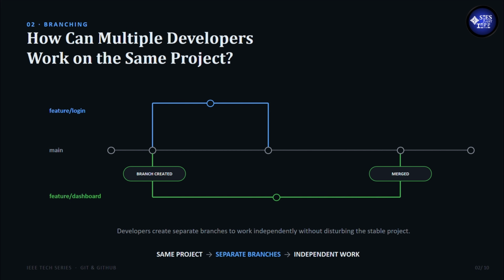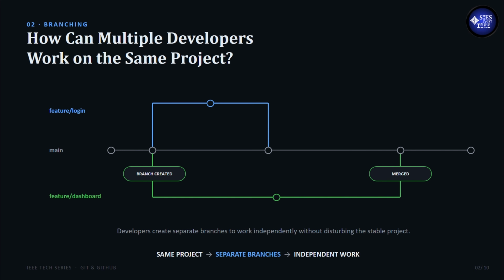Now that we have understood the difference between fork and clone, the next question is how multiple developers work on the same project at the same time. The answer for this is branching. A branch is simply an independent workspace where developers can work on a new feature or fix a bug without affecting the main project. Here, the main branch represents the stable version of the project.